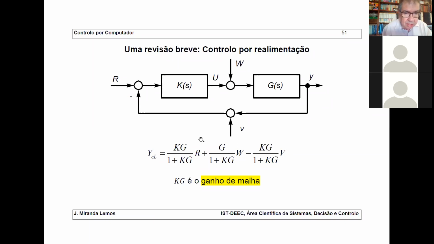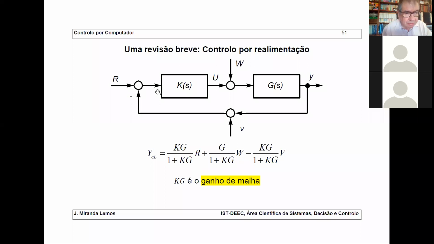And remember that, for instance, when W and V are 0 and you have a feedback loop, what do you have? You have the direct transfer function, KG, divided by 1 plus the loop gain, which is KG times, if you had here some transfer function, you have to include it also, but now this is 1, so it's 1 plus KG, okay?